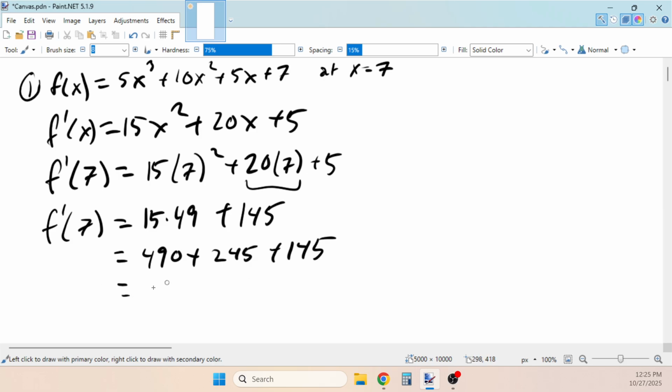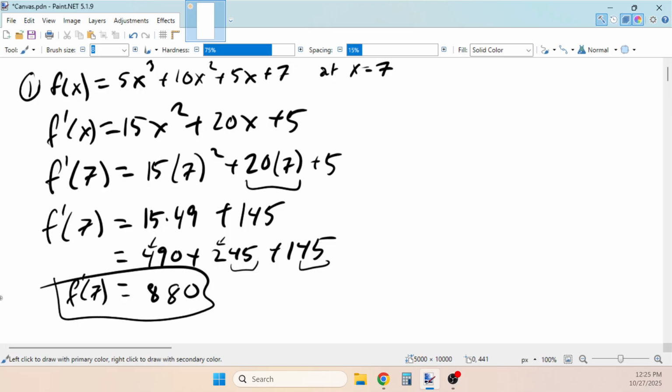This 5 and 90, 180, 280. So we want to calculate the integral from 1 to 7.